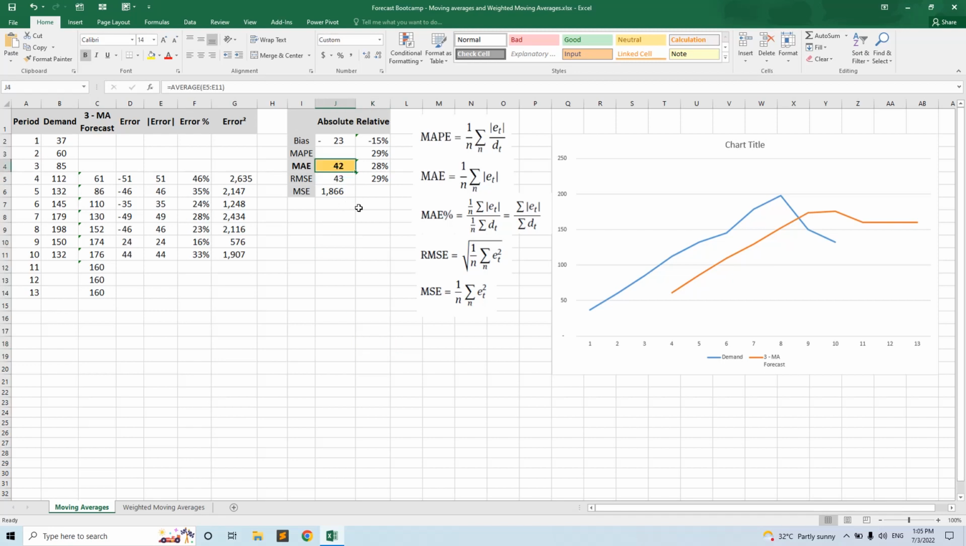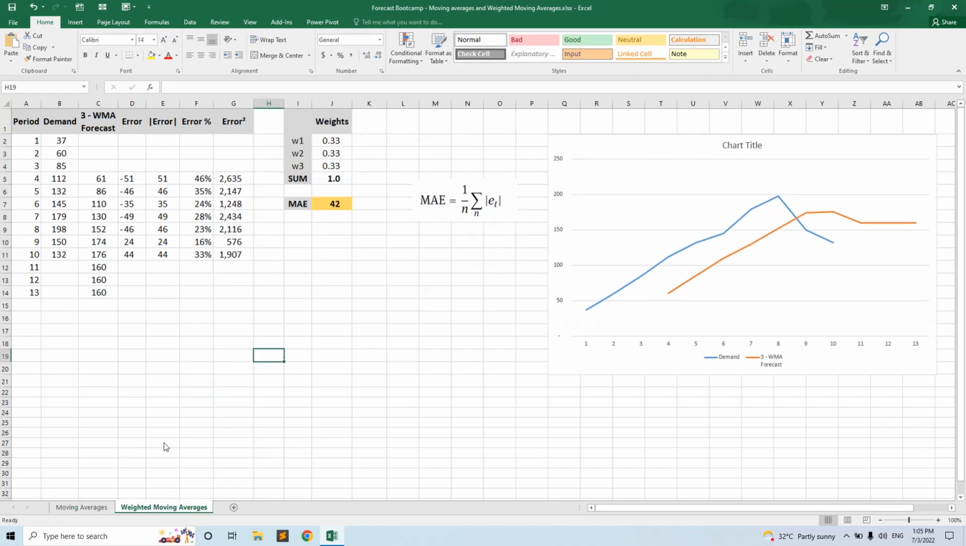So the idea would be to minimize this mean absolute error. We go to the next method, the weighted moving averages.